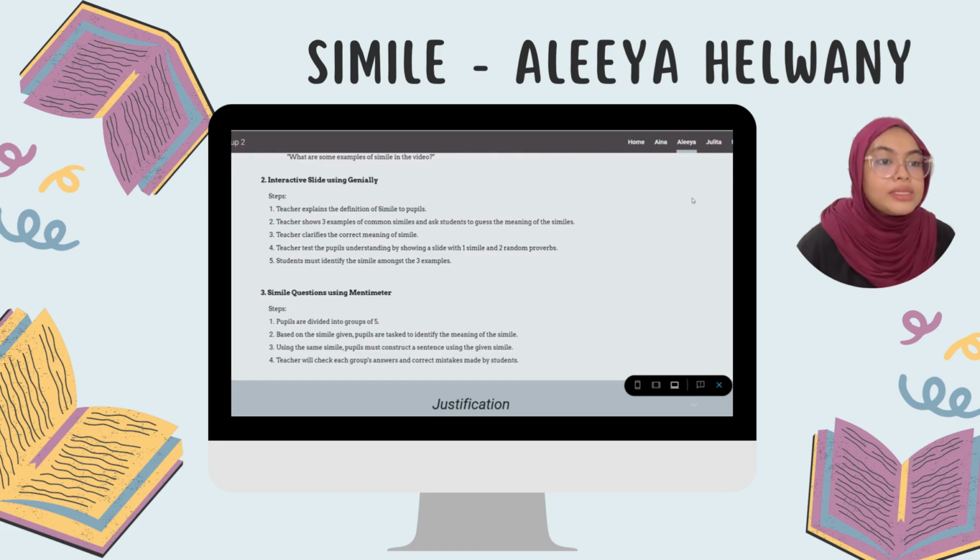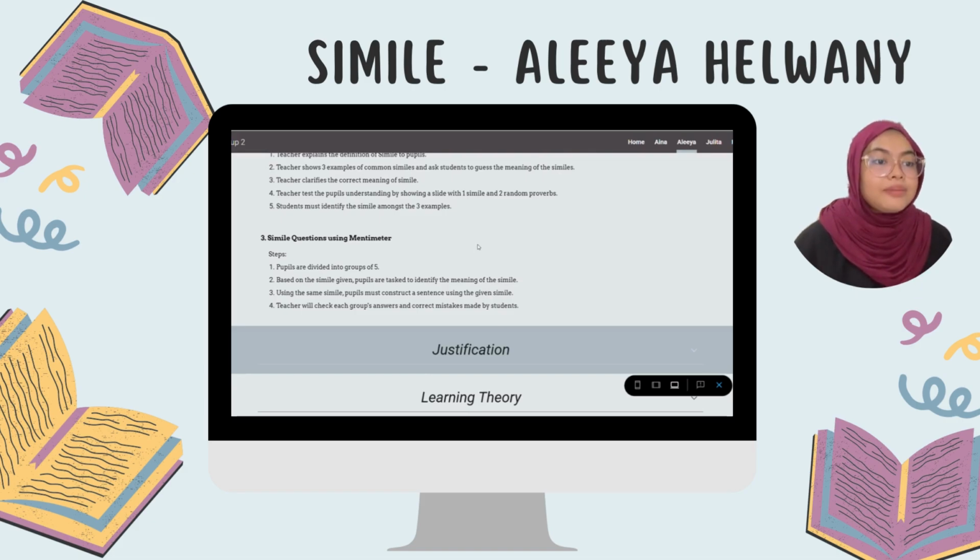So the third one is a few simile questions using Mentimeter. This is a group work, so students will be divided into groups of five, and then there will be a simile presented to them, and pupils are tasked to identify the meaning of the simile, and based on the simile, they must also construct a sentence using the simile. And then the teacher will check each group's answers and correct mistakes made by students.